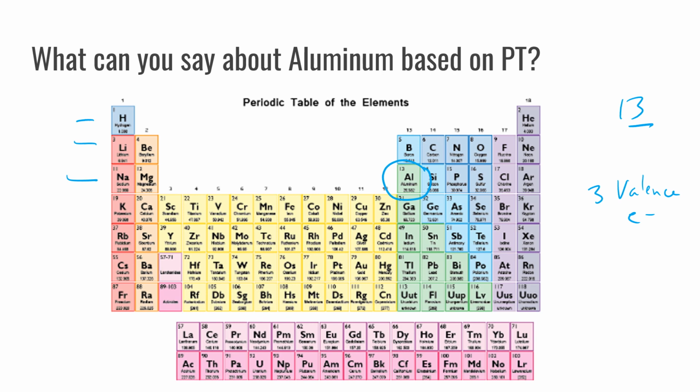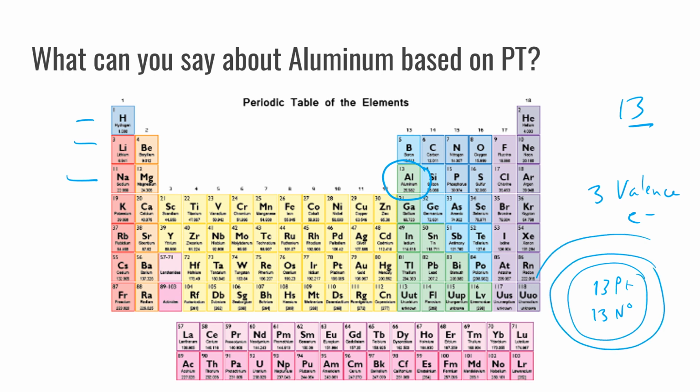So when I want to draw this, it's number 13 on the periodic table, so I'm going to have 13 protons. I'm going to have 13 neutrons. I'm going to have 3 electron clouds because it's in period 3. And remember that the inner circle can only hold 2 of those. That's a max. The next circle can hold 8. But because it's in group 13, it has 3 valence electrons. So I'm going to put these last 3 on the outside just like that. That's a Bohr model of aluminum based upon its placement.